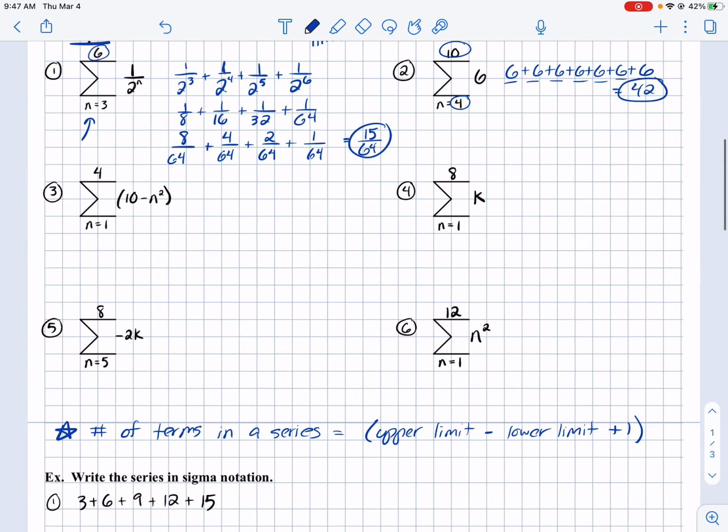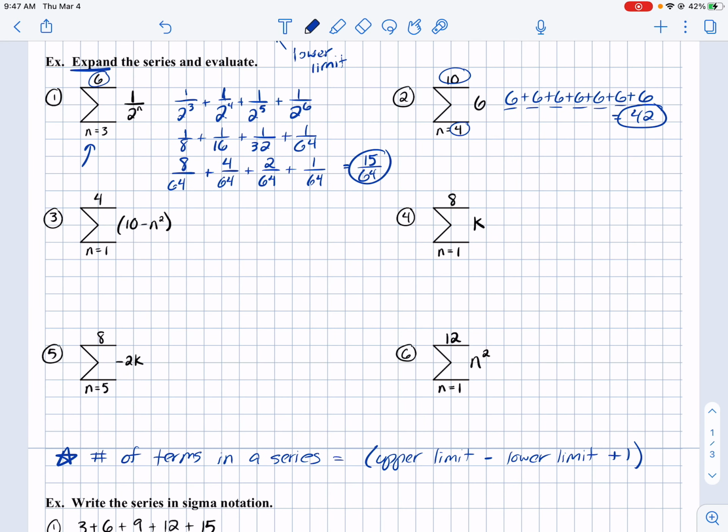Okay, just a good reminder to check. So if we looked at that first example, 6 minus 3 is 3, plus 1 is 4, and there's 1, 2, 3, 4 terms in that series. Okay, why don't you try 3, 4, 5, and 6 on your own. Expand the series and evaluate. Go ahead.